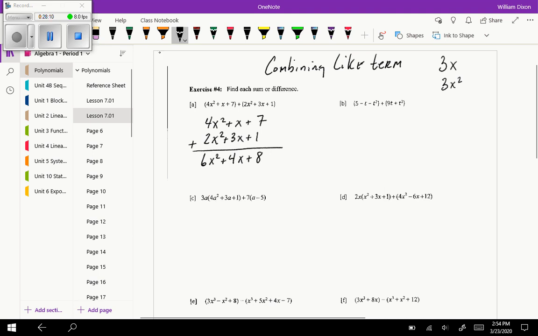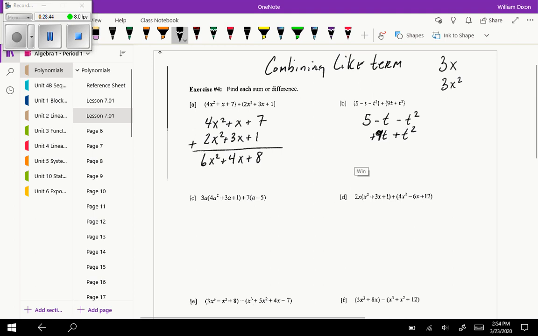That's important. All right, so let's go to letter B. I'm going to do the same thing here. I'm going to write down my first trinomial: 5 minus t minus t squared. I left a little space because now I'm going to put my like terms underneath. So I'm going to have plus 9t, yes, that's a 9, and then plus t squared.